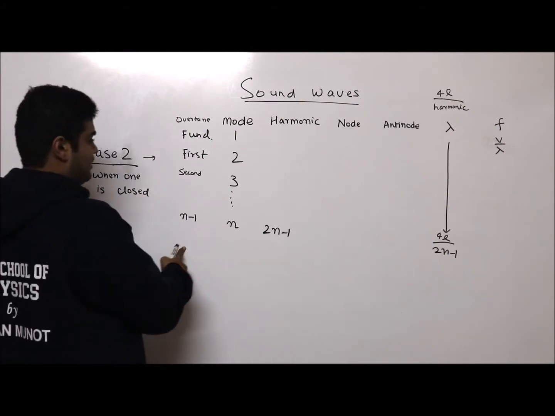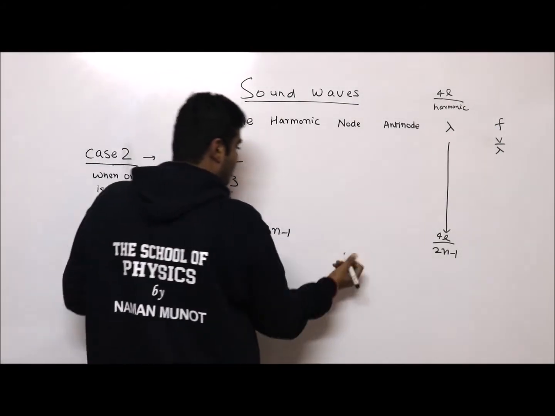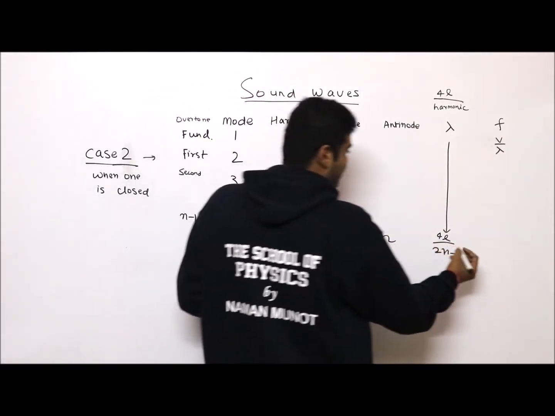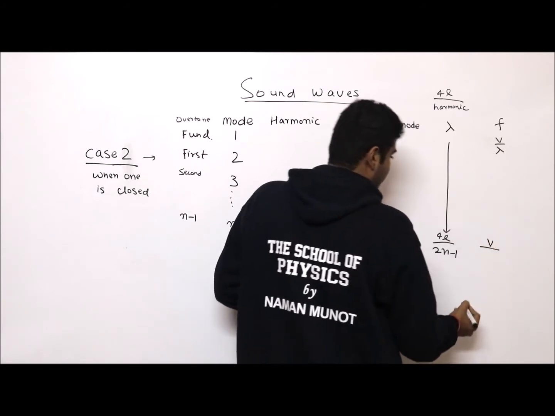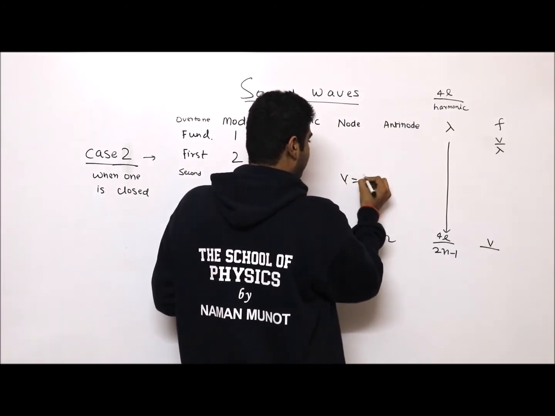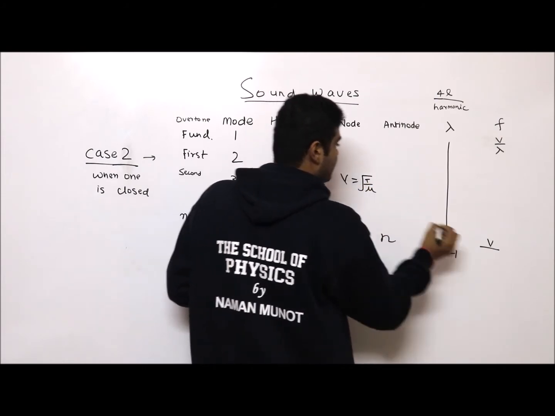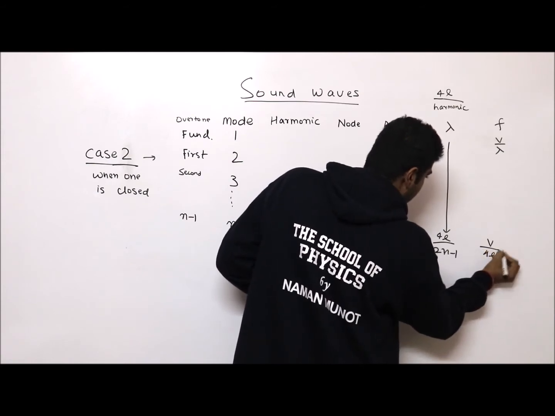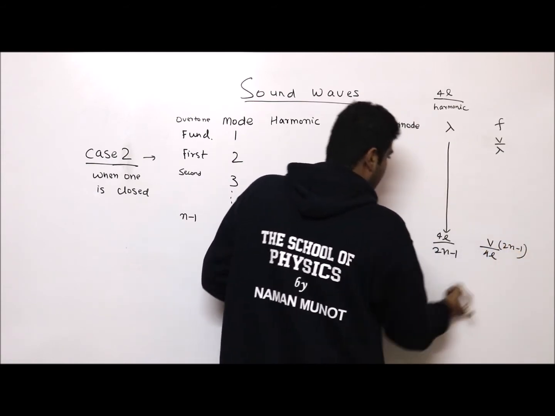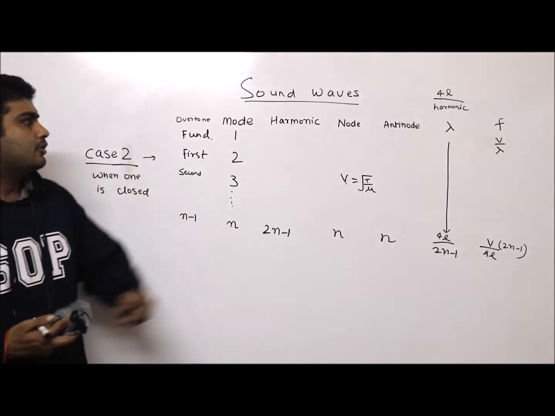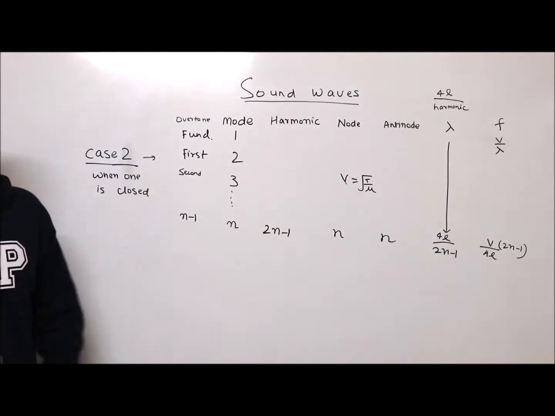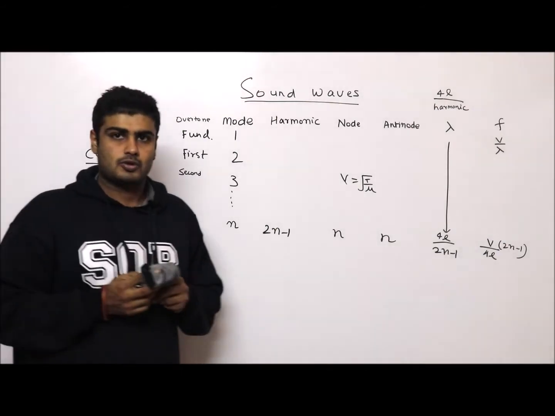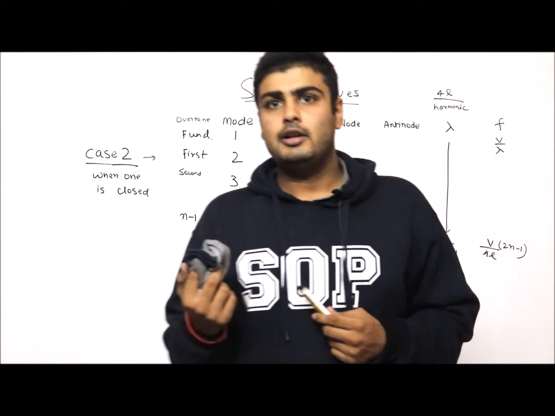So overtone is n minus 1, harmonic is 2n minus 1, and nodes and antinodes will be the same in both the cases, equal to n. Frequency will be equal to v upon lambda, where v is equal to under root T by mu, and lambda is 4L upon 2n minus 1. Very important, very simple formula. We just have to remember 4L by harmonic, and harmonic is 2n minus 1 in the case when one end is closed. Have a look at this. This is very important.